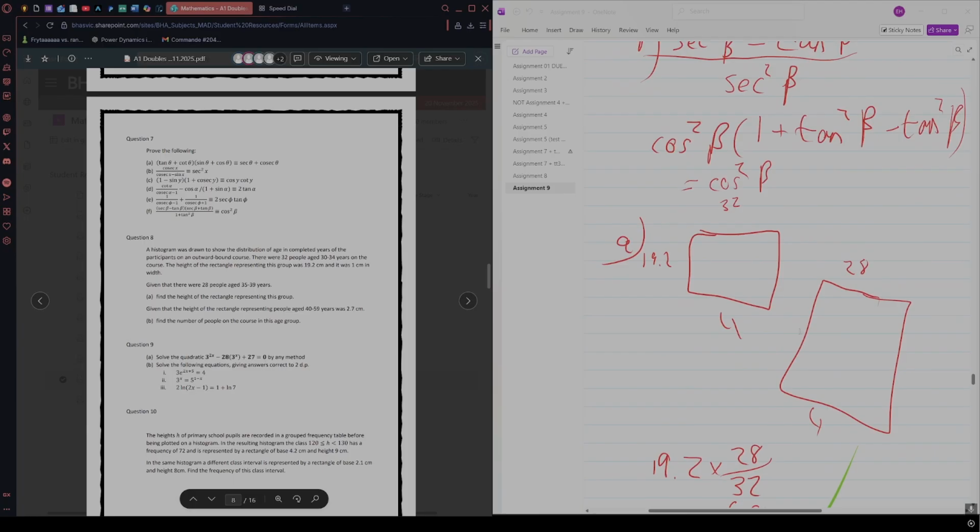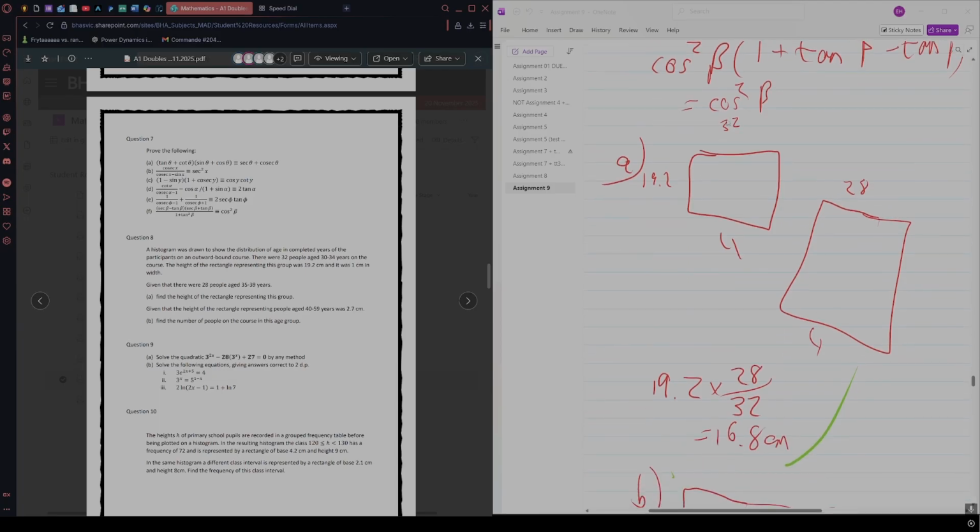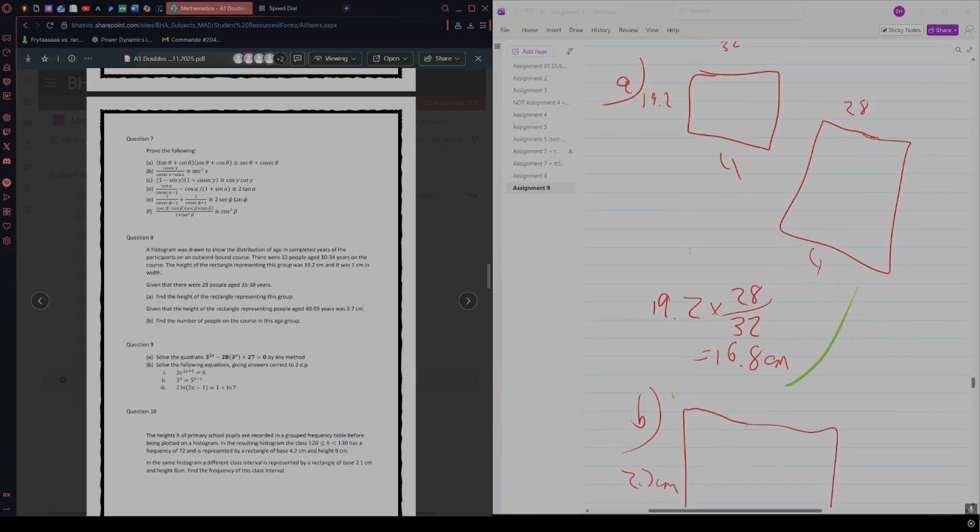Yeah, so you find the scale factor between these two groups, because the scale factor is the same. It doesn't matter if it's in centimeters or frequency. So this is 32, this is 28, so the scale factor is 28 over 32. Going down, the scale factor is 28 over 32. You multiply the centimeters by that, and you get the height of the rectangle, which is 16.8.